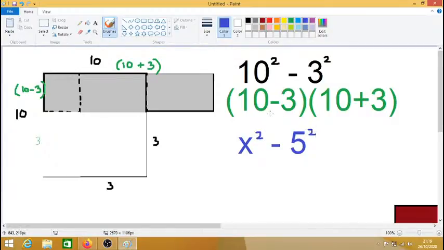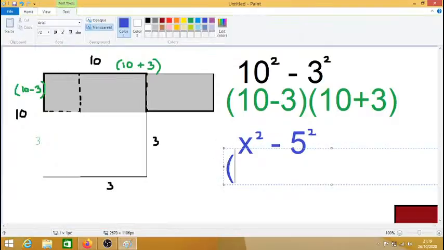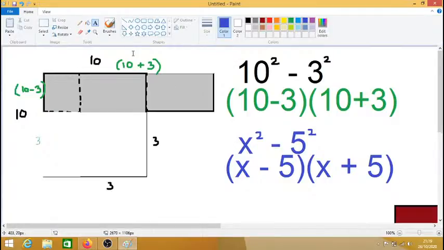Then what this method teaches us is that you can work out the area of x squared take away 5 squared by doing this. You can just imagine your rectangle, and you can imagine that the rectangle has a short side, which is the difference of the two. So you've got x take away 5. And the long side of the rectangle, the 10 plus 3 in this case, would be the x plus the 5. So that's how you can work out the difference of two squares, even if one of them is unknown.